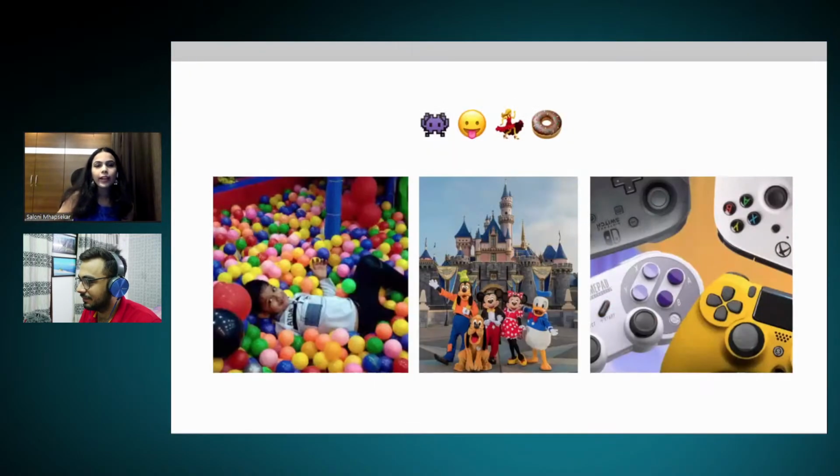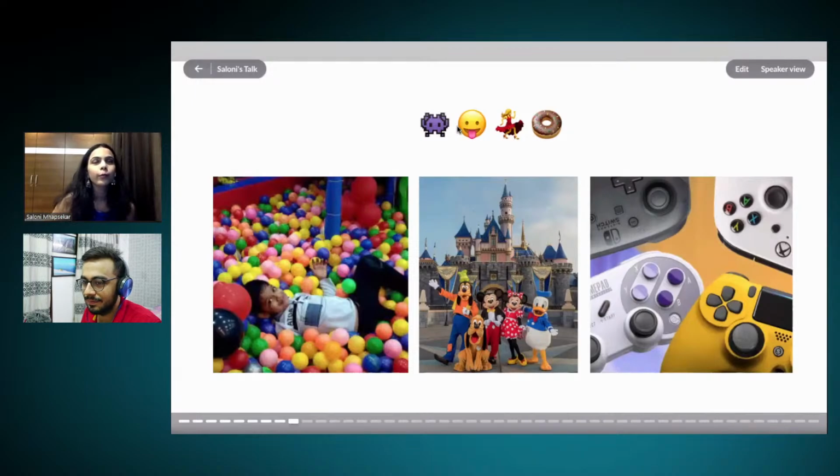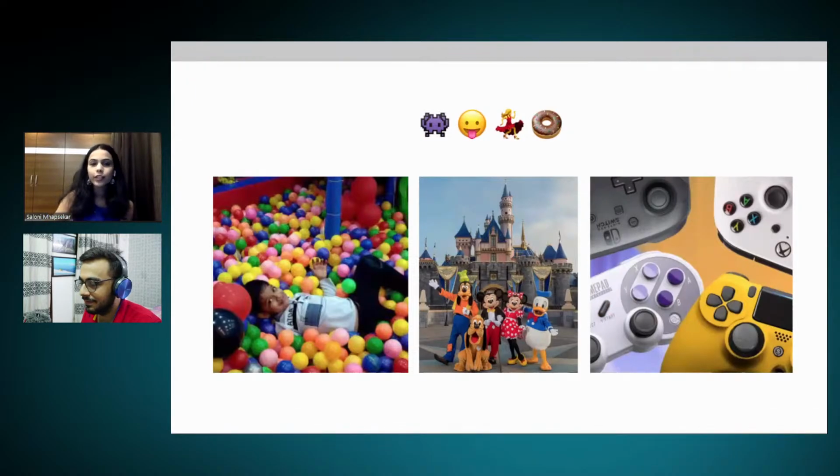So my emojis, I don't know, give me a Pac-Man kind of vibe. This emoji I use after pulling pranks on my friends and family members, dancing and baking, because these are the things which I like doing.